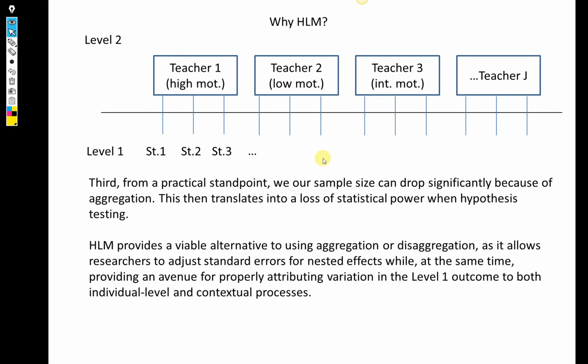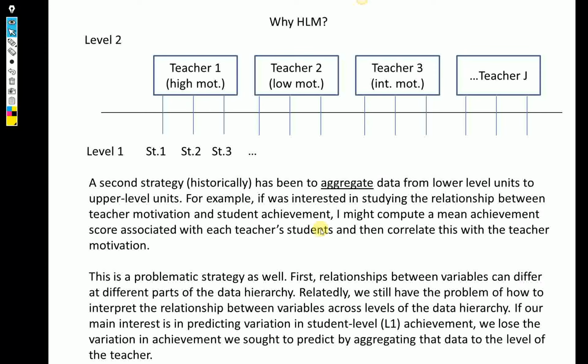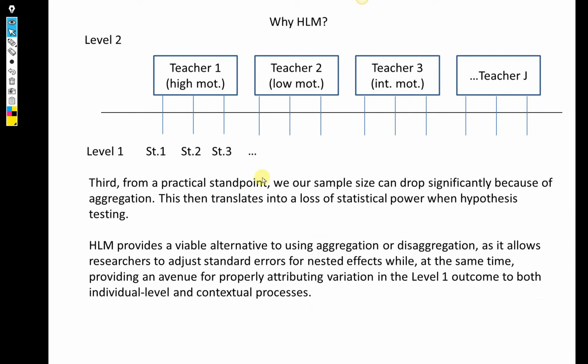Also, from a practical standpoint, we lose sample size. Instead of having sample size depend on the student level data, which, when it comes to testing statistical significance, means our N is much greater at level 1 than at level 2, because at level 2 the sample size depends on the number of teachers, not on the number of students. So we also have a loss of statistical power if we were testing hypotheses concerning the relationship between teacher characteristics, such as teacher motivation, and, let's say, class averages for student achievement.